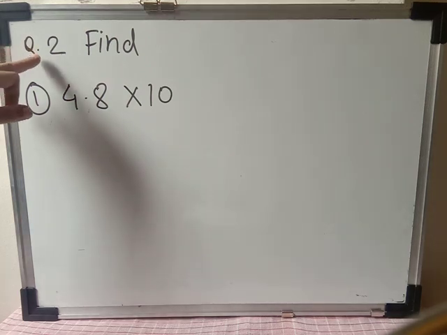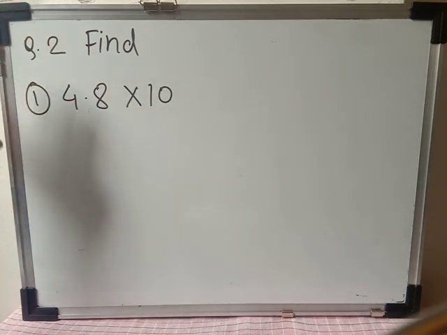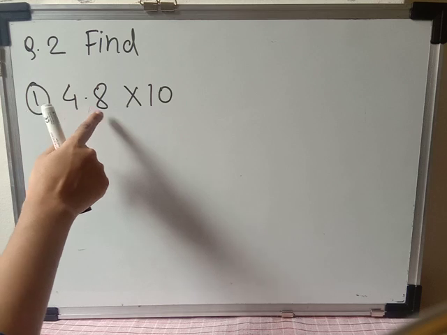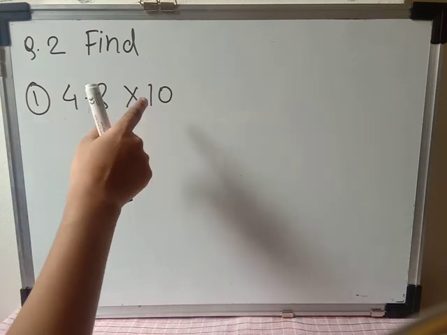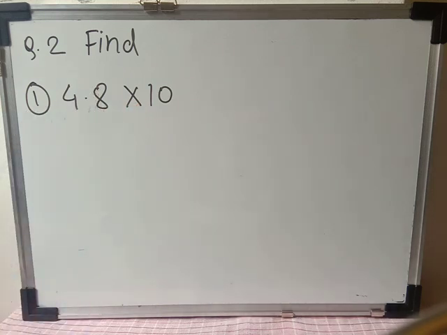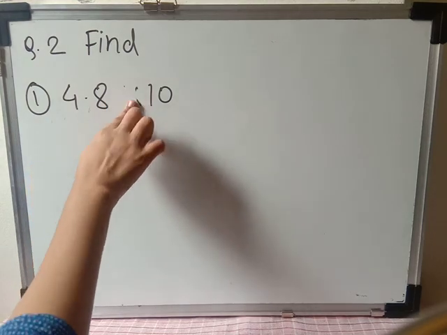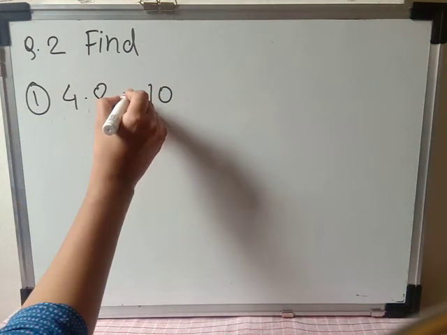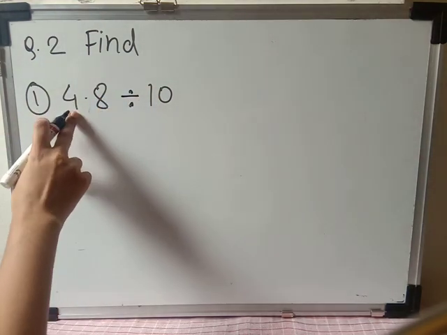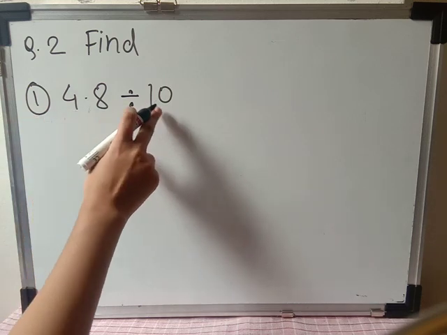Now students, question number 2, find. Here in question number 2 you have to divide the decimal by 10. Sorry, the division sign should be there. So the first example is 4.8 divided by 10.